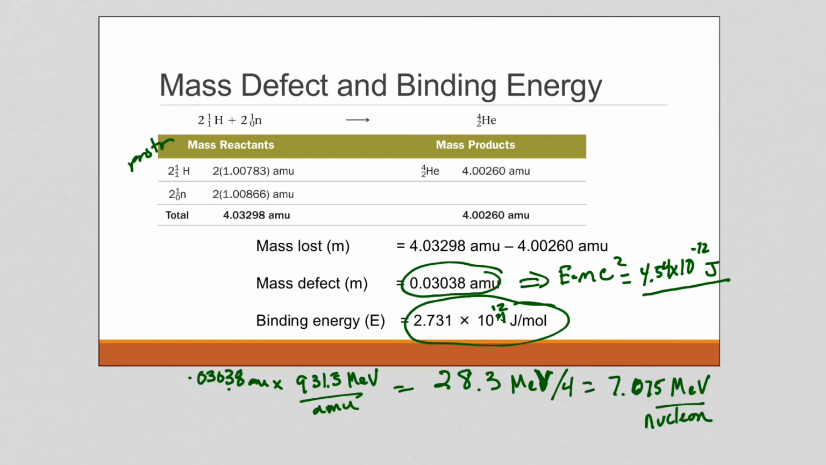Now, to make it easy to compare different nuclei to each other, we typically standardize this in terms of a per nucleon value, in other words, per atomic particle. Since helium, our product, has 4 nucleons, if we divide this by 4, then helium has a binding energy of 7.075 mega electron volts per nucleon. This gives us a way to standardize the reporting of these binding energies so that we can compare the binding energies of one nucleus versus another.